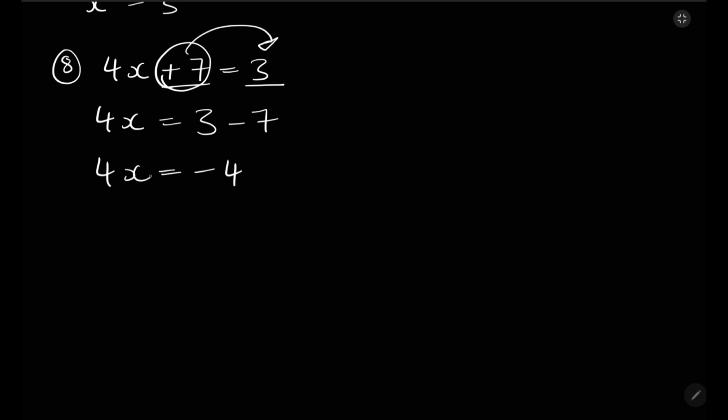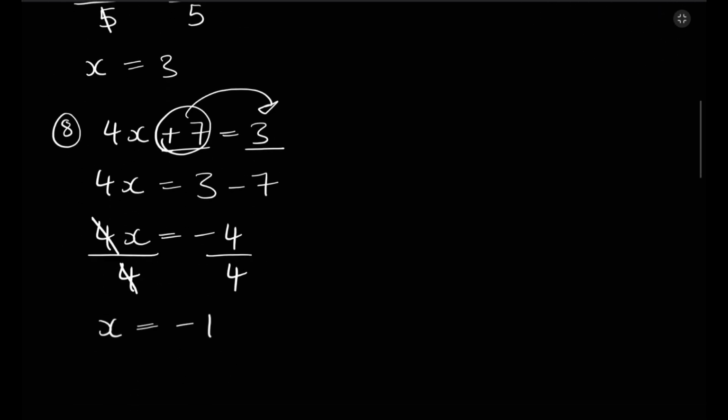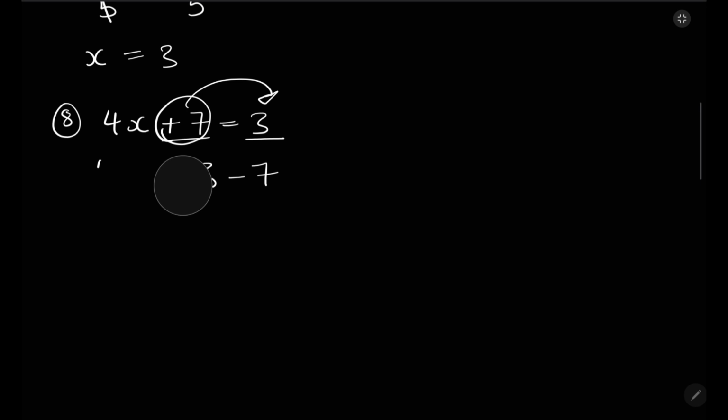What's the next step? You have to divide both sides by 4. Okay, this cancels with that. Therefore, x is equal to negative 4 divided by 4, and our answer will be negative 1. Now let's see, we're at 8. Let's try 9. Let me erase this.